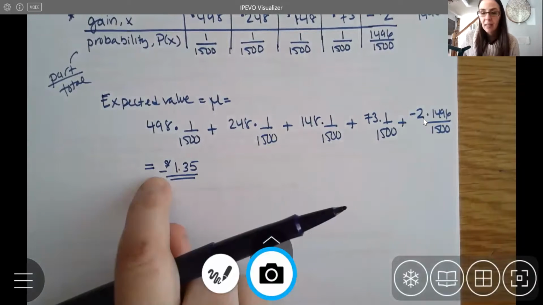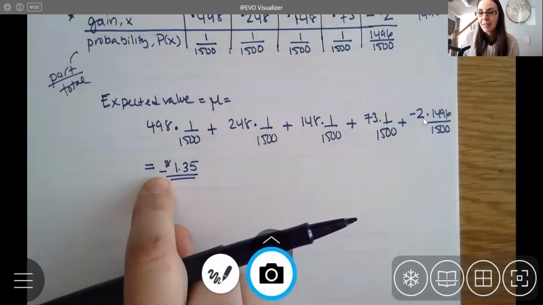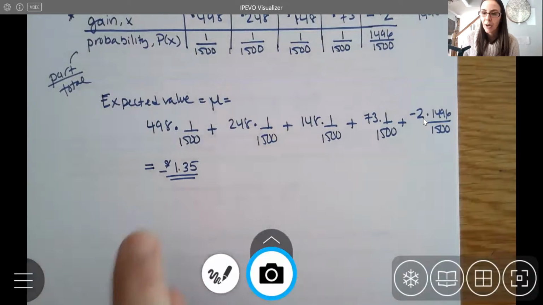But really, if you see a negative value for your expected value, you should expect to lose, right? So you shouldn't expect that you're actually going to win this raffle. More cases than not, you're going to lose.